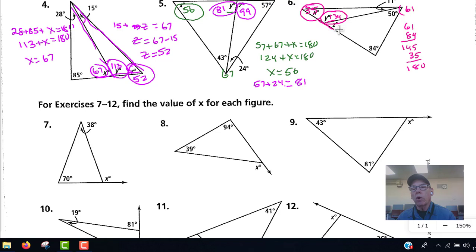And then supplementary to y is going to be this angle, or this z. 180 take away 134 is going to be 46. So 46 is going to be the measure of z. It's 46.